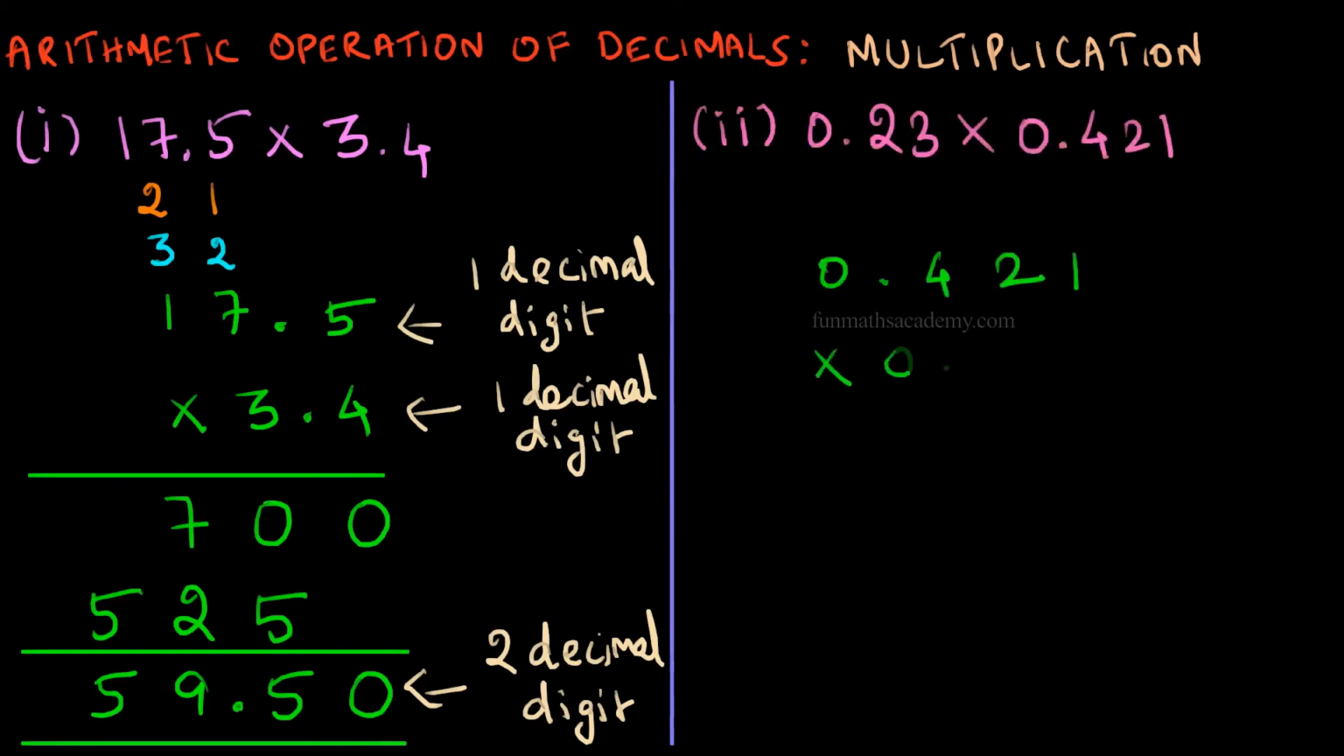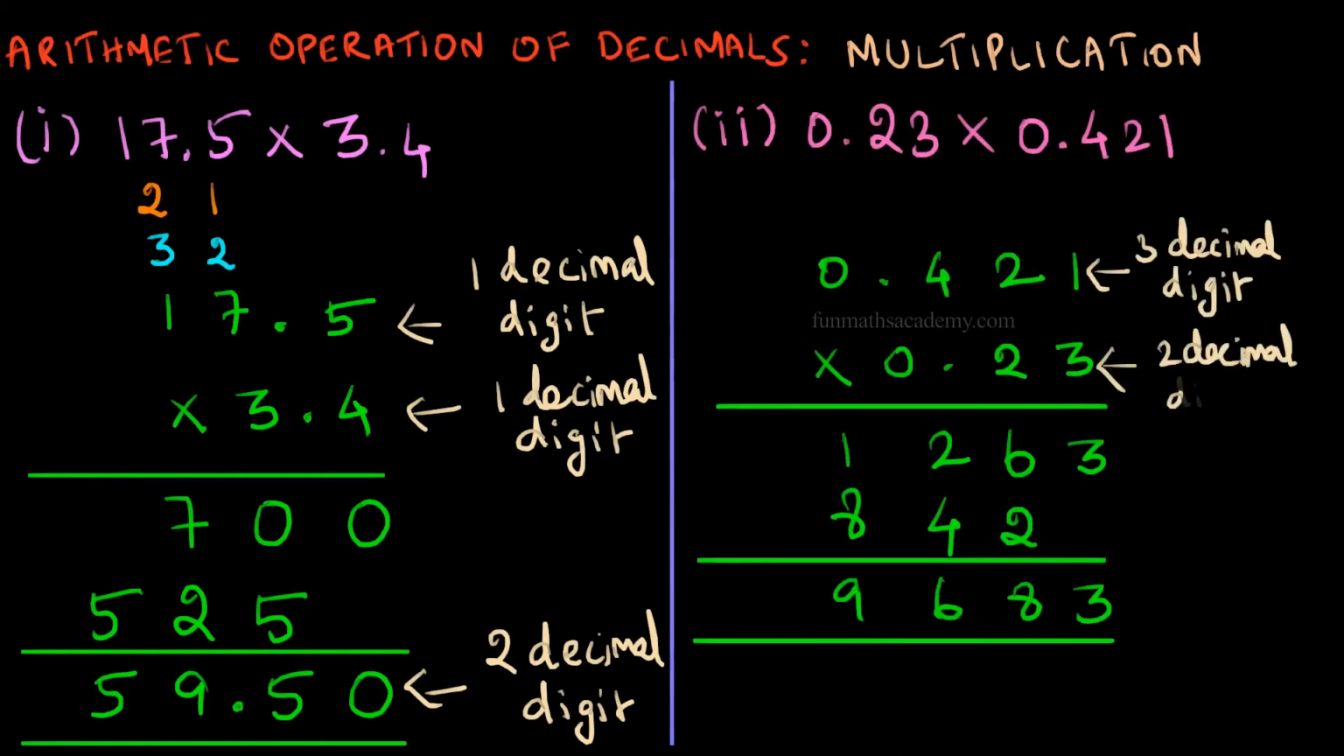Well, sometimes it happens that we won't have enough digits in the answer to place a decimal point. In such cases, we might have to add enough zeros to match the decimal digits.